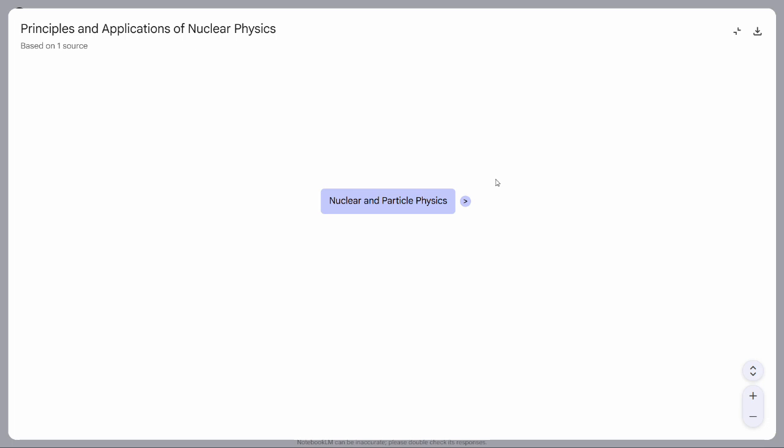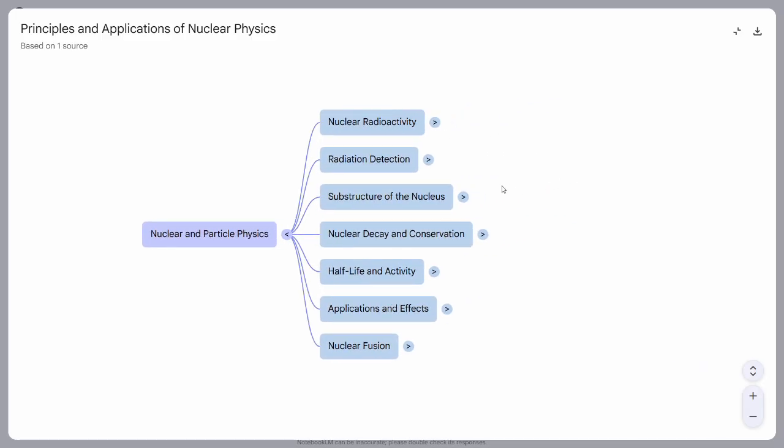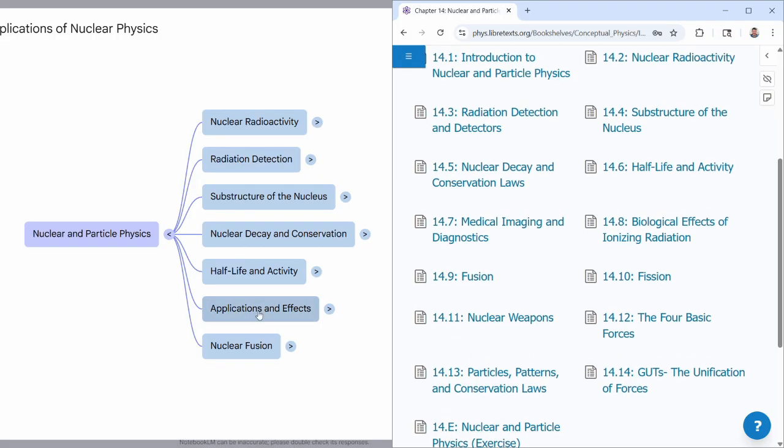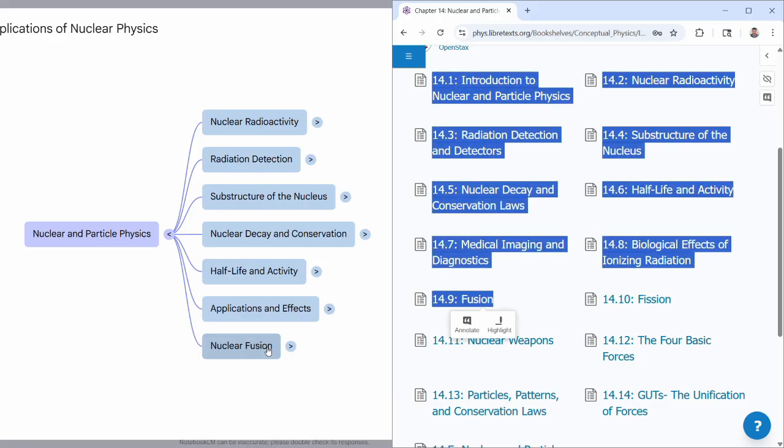Hi, this is the overview video for Chapter 14, Nuclear and Particle Physics. Now, it's a long chapter, and maybe because it's a long chapter, this mind map as generated by Notebook LM didn't cover the entire chapter. It goes through section 14.9 nuclear fusion. So I'll bring up the second mind map when we get to that point.